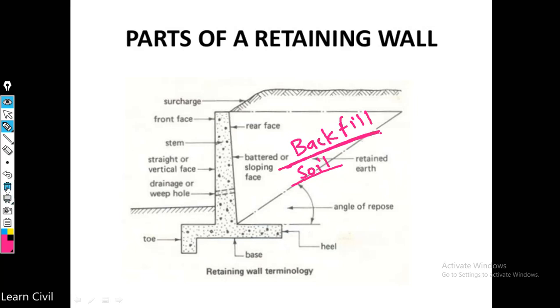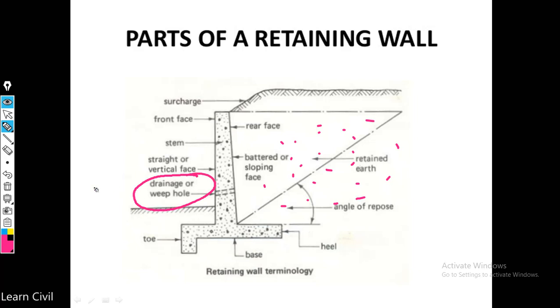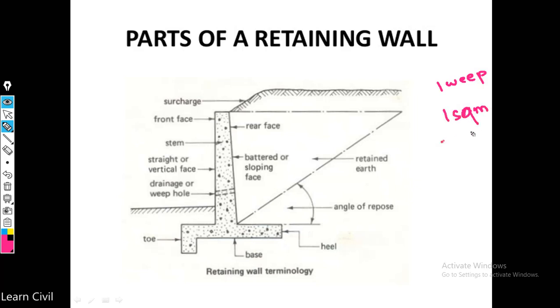Whenever there is rain, this water will be seeping through the soil and it will exert pressure on this particular wall. So this may lead to the failure of the wall. So for drainage of whatever water is there in this backfill or soil material, weep holes are provided. Generally we will be providing one weep hole for 1 square meter area for retaining walls.